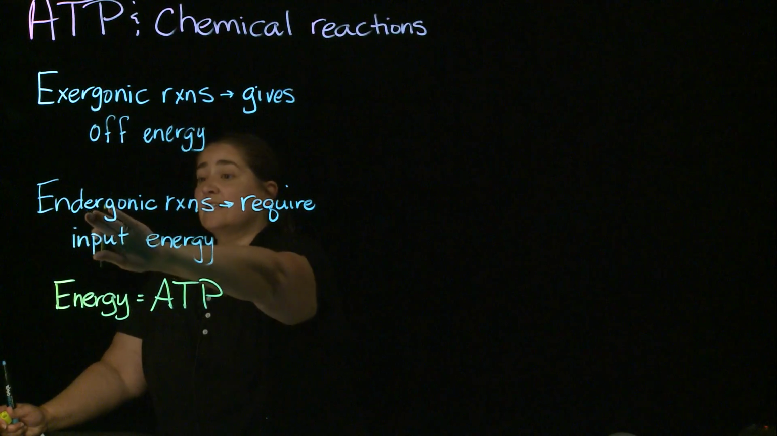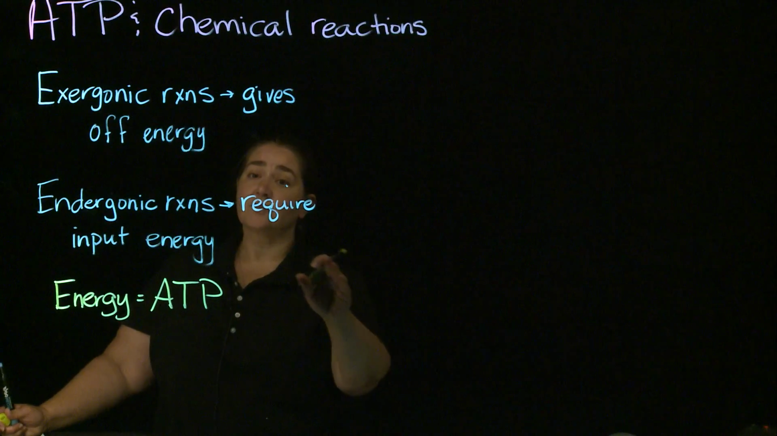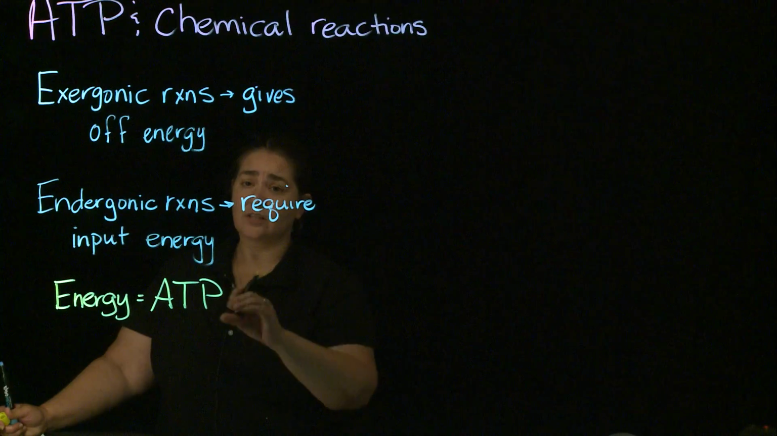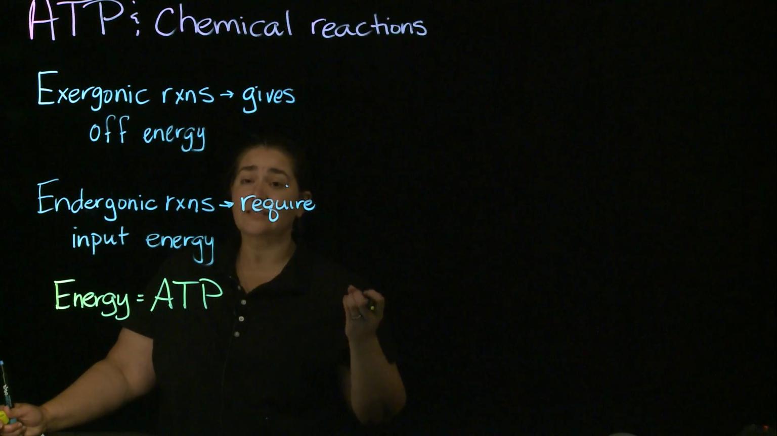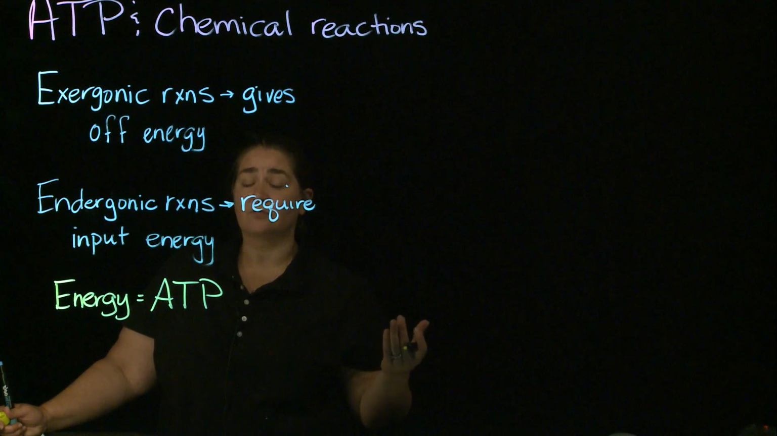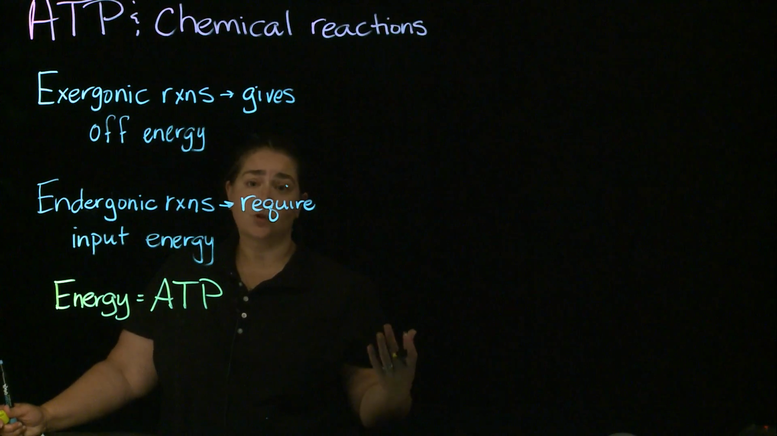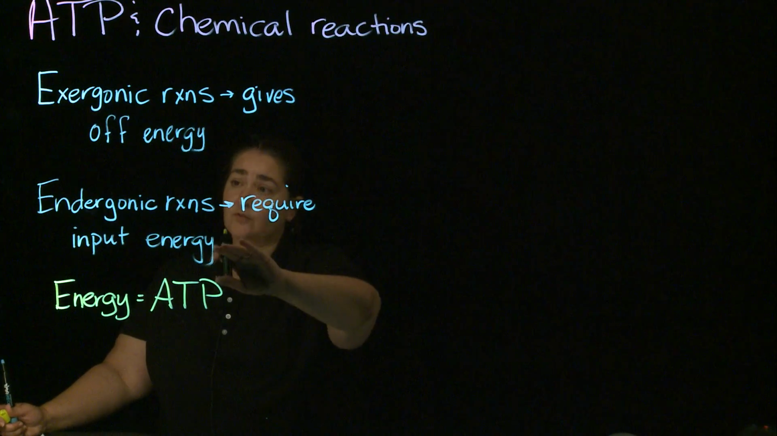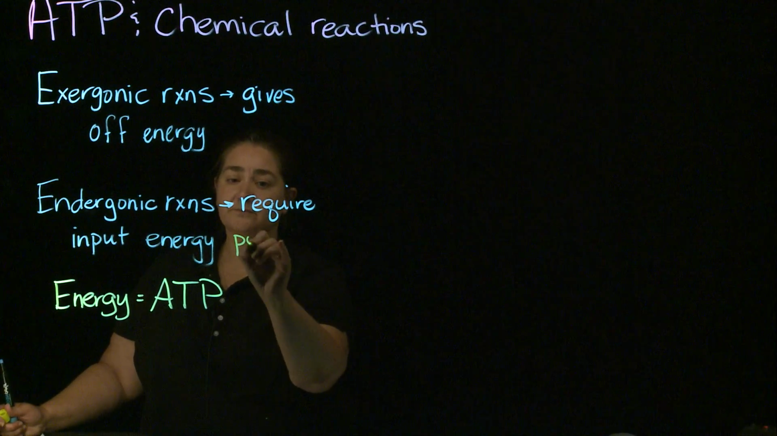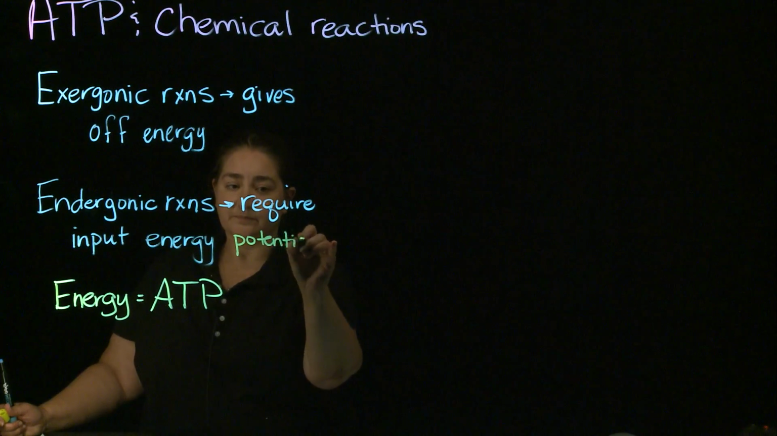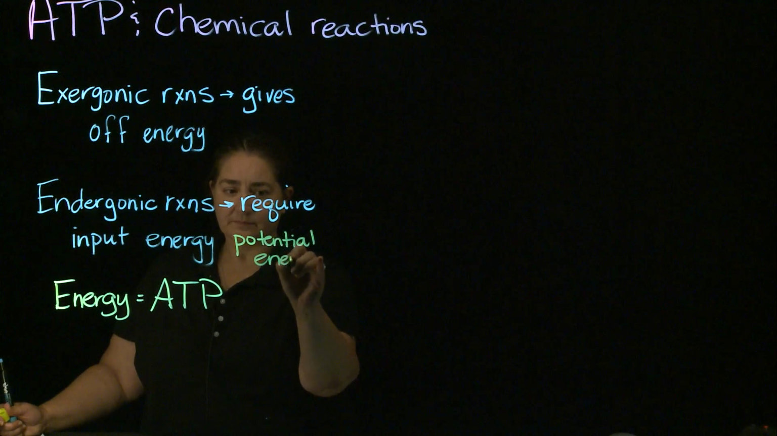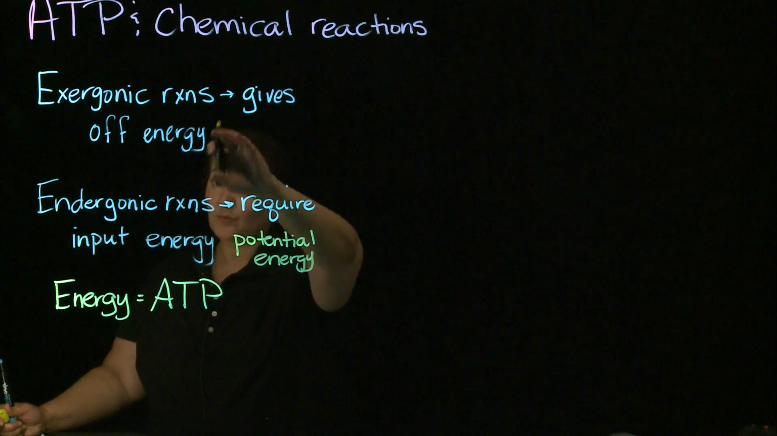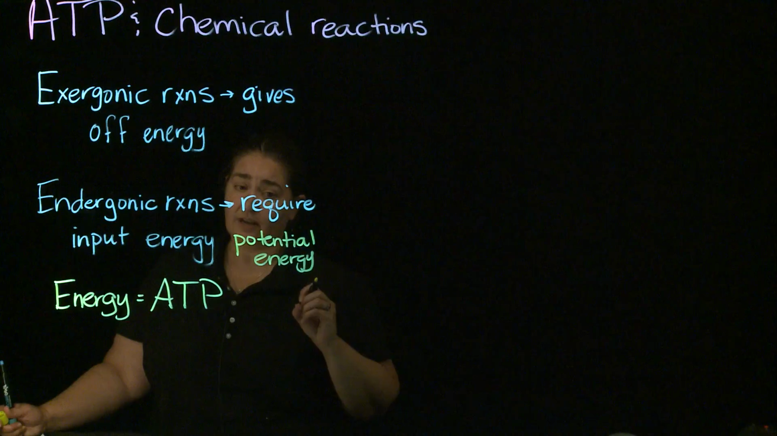All right. An example of an endergonic reaction would be photosynthesis. You've got to put in energy to get the products out. In this case, for photosynthesis, the products you want to generate are going to be sugars and oxygen. All right. So in terms of that, you've got more potential energy here than you would in the products associated with exergonic reactions.